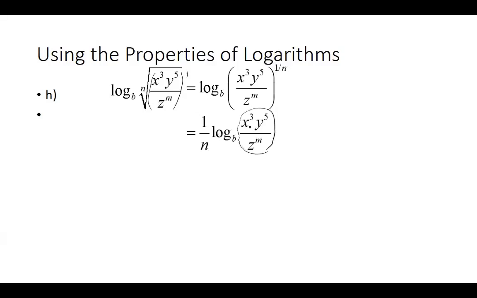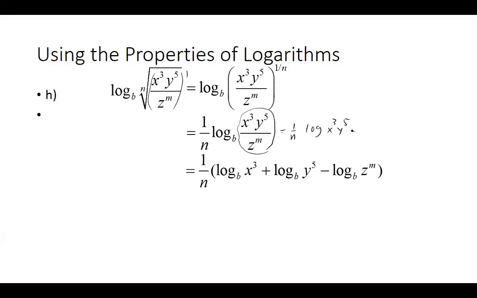I'm going to write this as log of x cubed y to the power of 5 minus log of z to the power of m. At the top, we can expand it to the sum because the top is a sum. So here would be 1/n times log of x cubed y to the power of 5 minus log of z to the power of m. And this 1/n belongs to both of them.